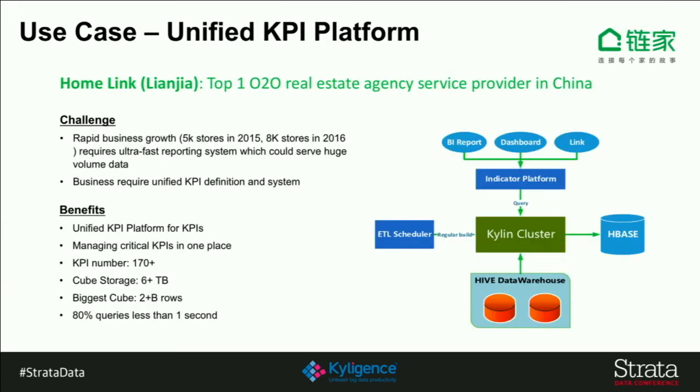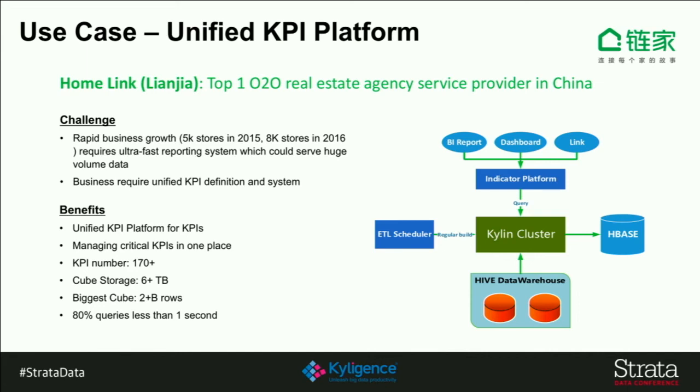And another one we call Homelink. Homelink is a top O2O real estate agency service. They are growing very fast in the last 3 years. You could see they opened 5K stores in 2015 and 8,000 stores next year. It's growing very, very aggressively. The problem is how their executive and management team can have a unified KPI platform all over the company. It's a group actually, right? So it's very hard to do that.